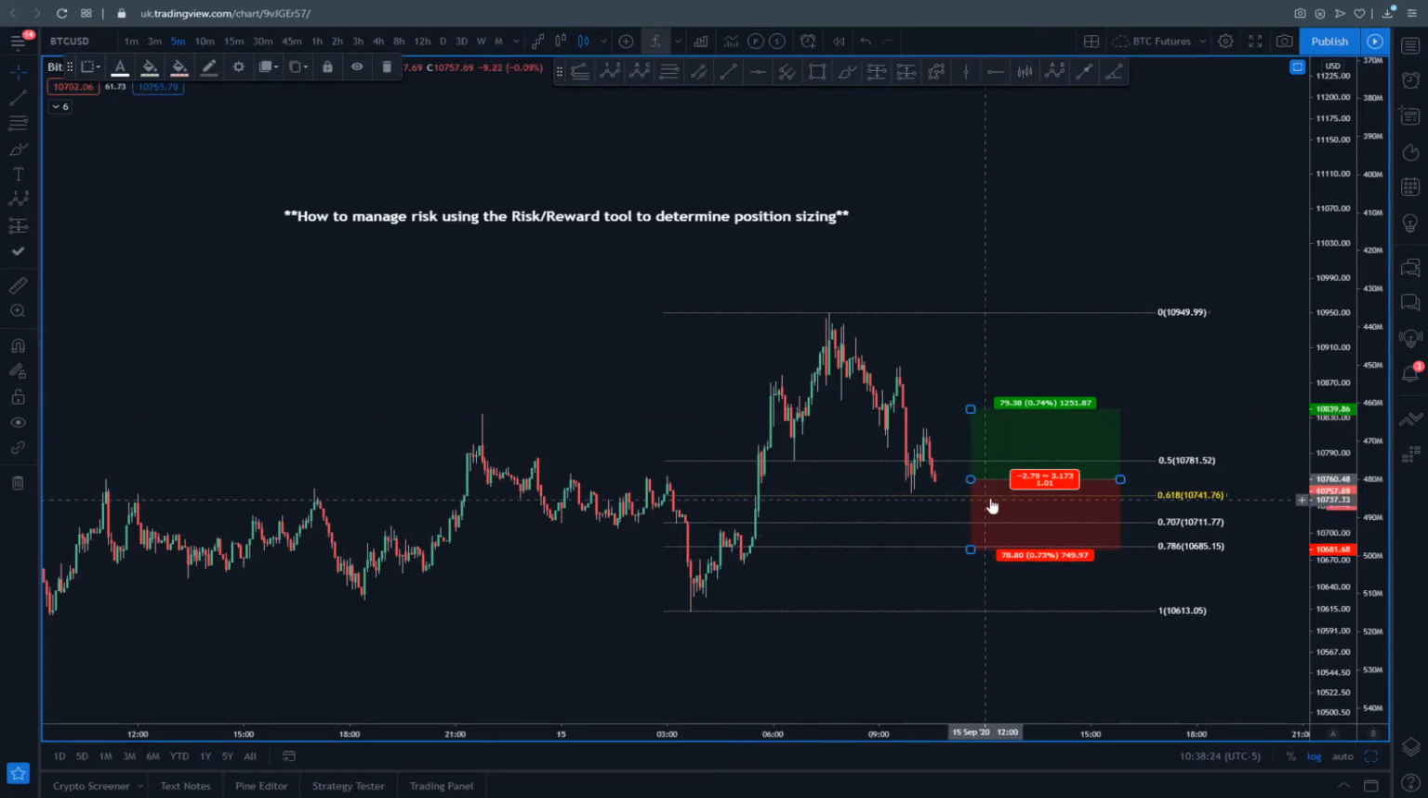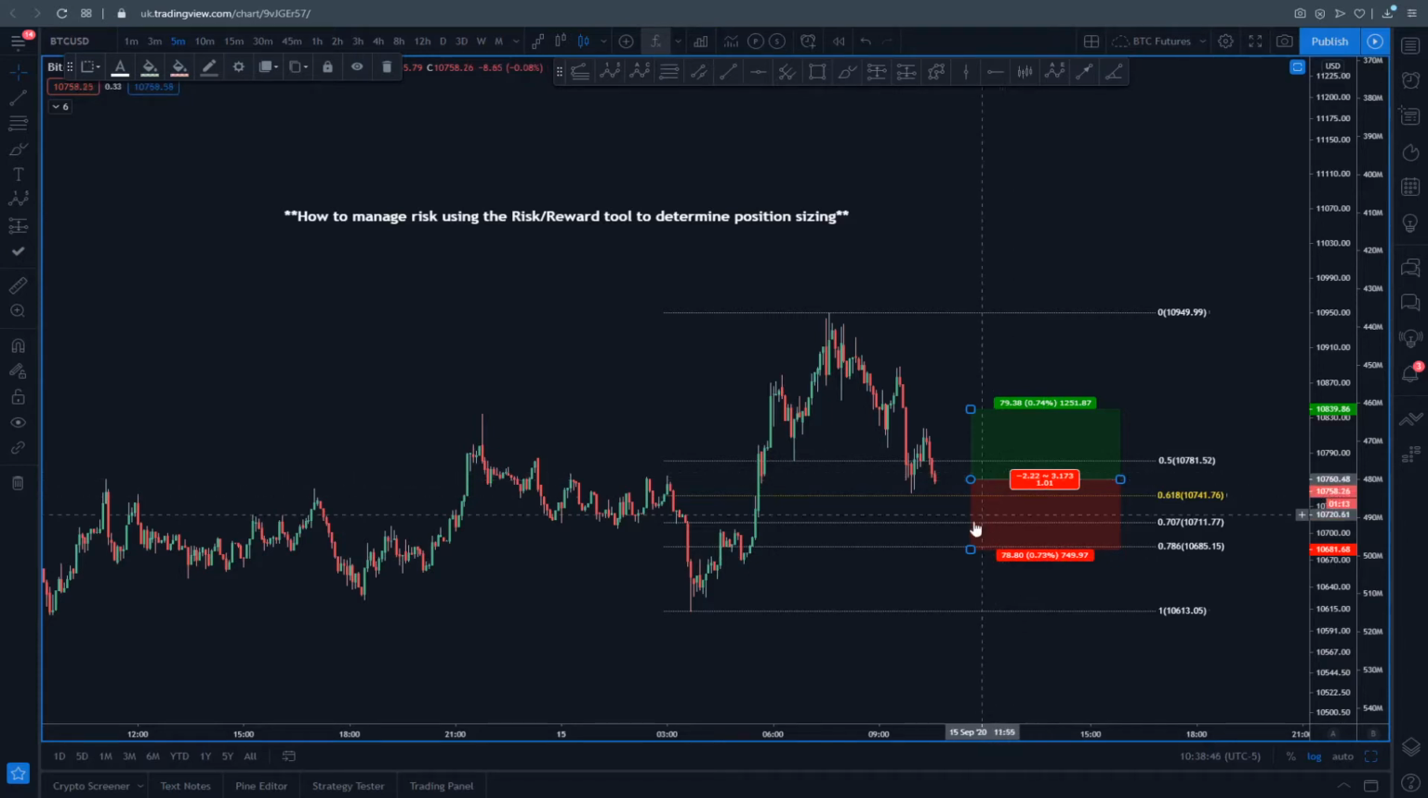You see how the red region is just as big of a percentage in price as this green region? That's a 1-to-1. That means that a winner would be 0.74% profit here. A loser would be 0.73% loss. So that's a 1-to-1. You have to be right more than 50% of the time because the winner equals the loser.